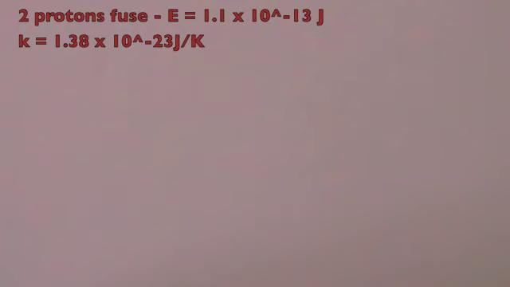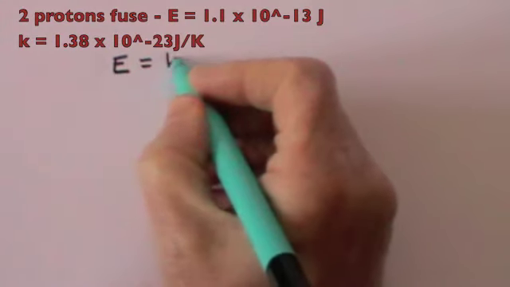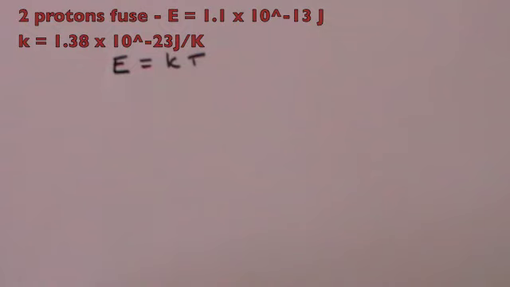Question 14. The kinetic energy required for 2 protons to fuse is 1.1 times 10 to the minus 13 joules. What temperature do you need to achieve that, given that Boltzmann's constant is 1.38 times 10 to the minus 23 joules per Kelvin? The formula we need here is the thermodynamic formula, E equals kT, where k is Boltzmann's constant, T is the temperature, and E is the energy.